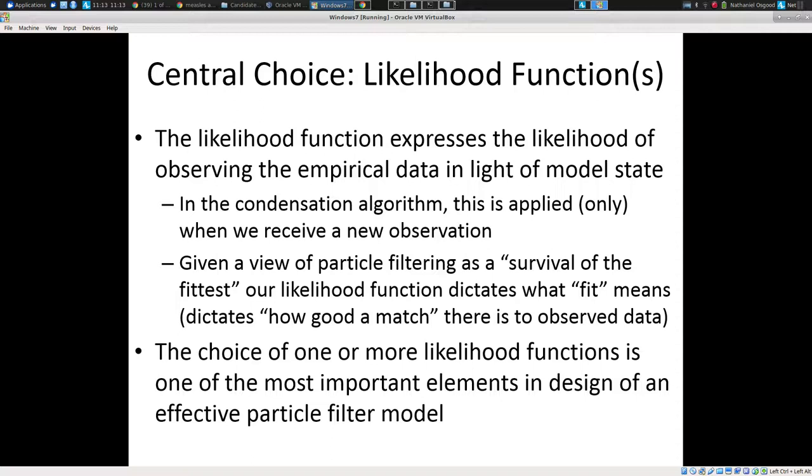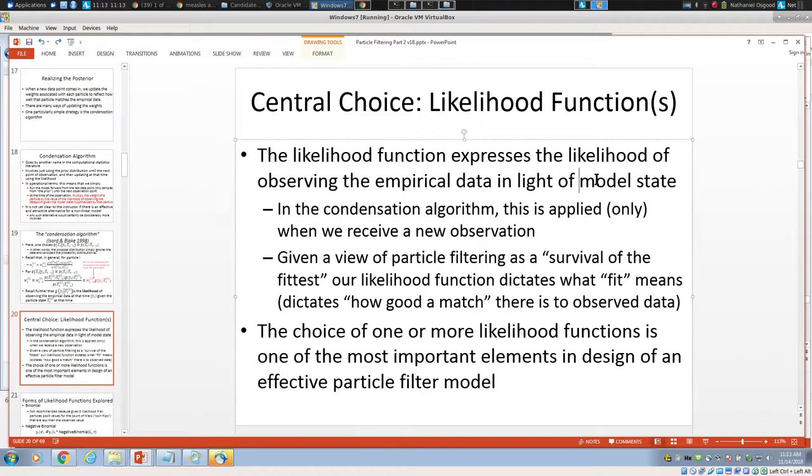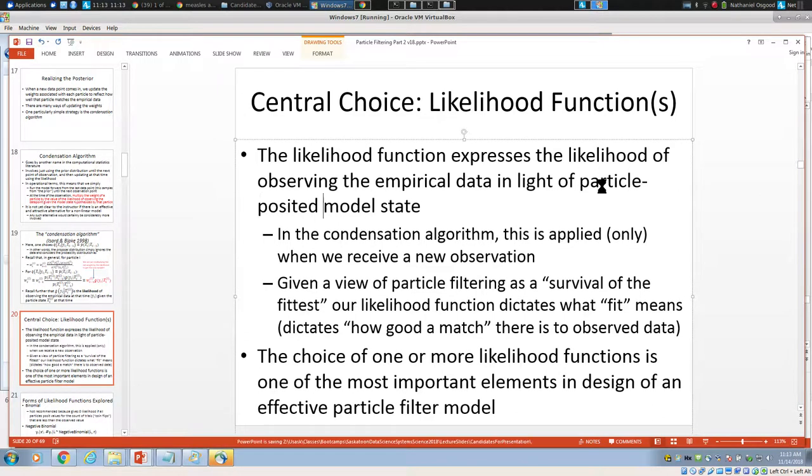So particles that are good particles, that predict the empirical data well, make it very likely we would have seen this empirical data. Those have their weight increased, and those particles that posit a view of the world that makes it very unlikely we would have observed this data are downweighted and find their weight decreasing a lot. Okay? So the likelihood here is the likelihood of observing some empirical data in light of the model state as posited by that particle. This is really what it should say, of particle-posited model state.